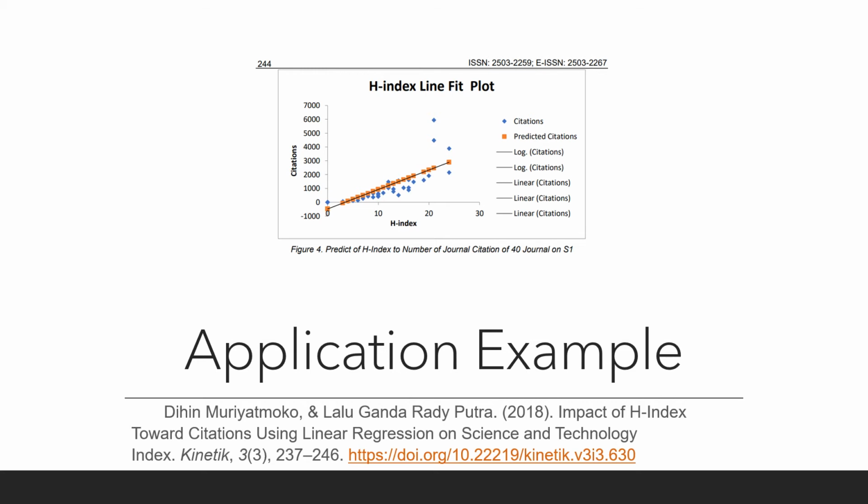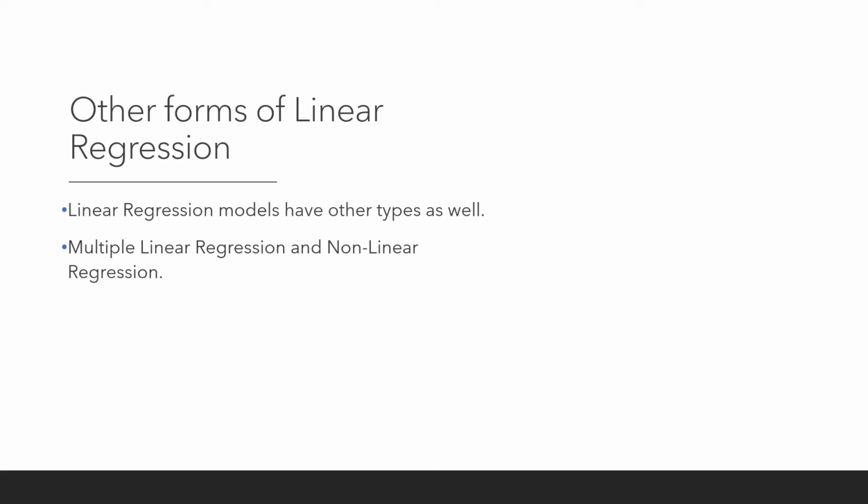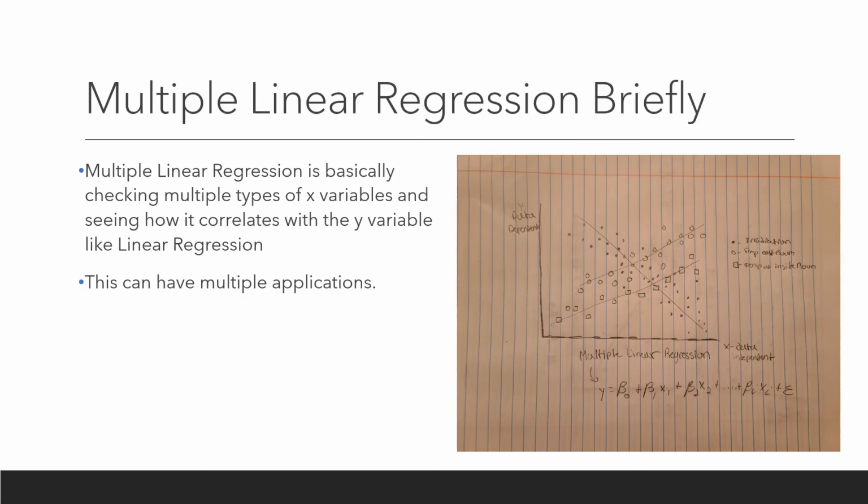Good information on it. Now, there are other forms of linear regression, multiple linear regression and nonlinear regression, and I'm only going to touch on multiple linear regression, which is basically just linear regression in its own way. Multiple linear regression is checking multiple x variables and seeing how they correlate with the y variable, basically the same as linear regression. As you can see from the picture, it shows the same formula, just with extra betas and x values.